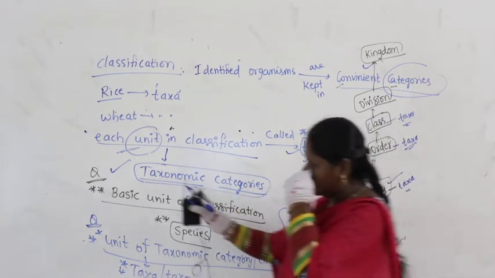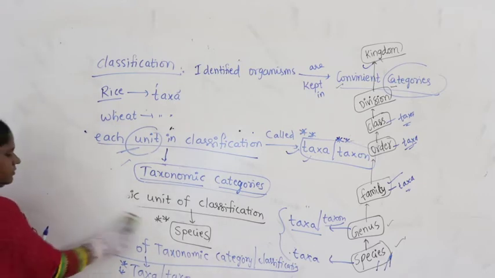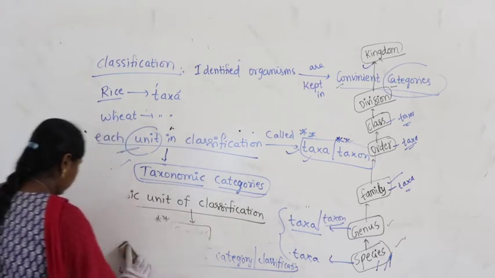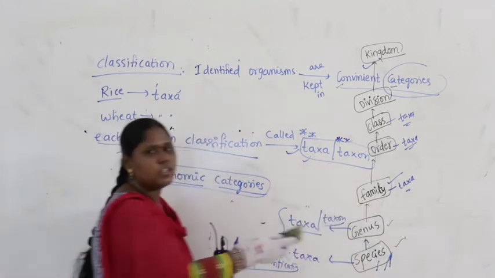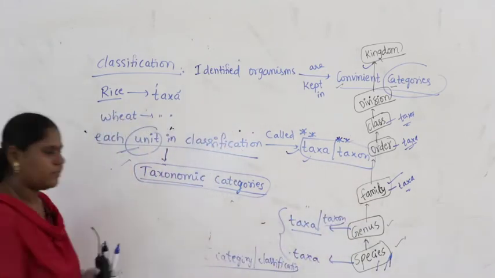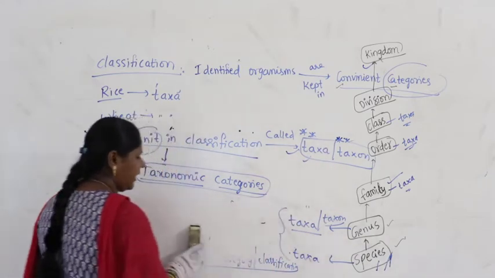Okay. So now let us continue with taxonomic categories. Taxonomic categories means what all we have to discuss? We have to study now each and every taxa in detail along with the examples. Now, we have to focus on discussing each and every category.